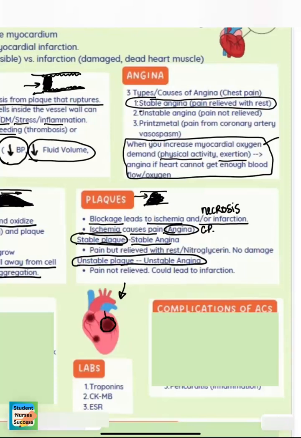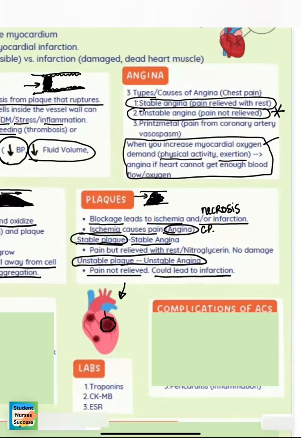The problem with unstable plaques and unstable angina is it's pain not relieved. We know the blockage is still there, and it can lead to infarction or dead tissue because there's no blood flow distal. So, unstable angina is pain not relieved with rest, and this is dangerous.